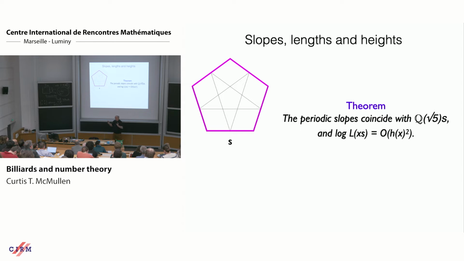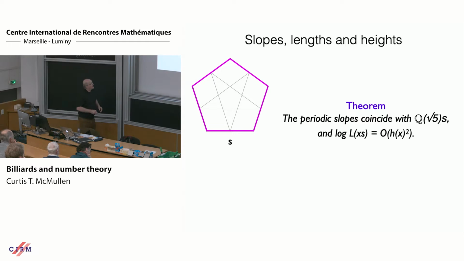So we're in a situation that has some similarity to SL2Z. We can say exactly what the periodic slopes are. But what's hard is to say how long they are. So what's known is that the log of the length, which is the number of digits in those numbers I was writing down, the number of times it hits the sides, is bounded by, so to speak, the log of the slope squared. So that this is actually the height of the slope.